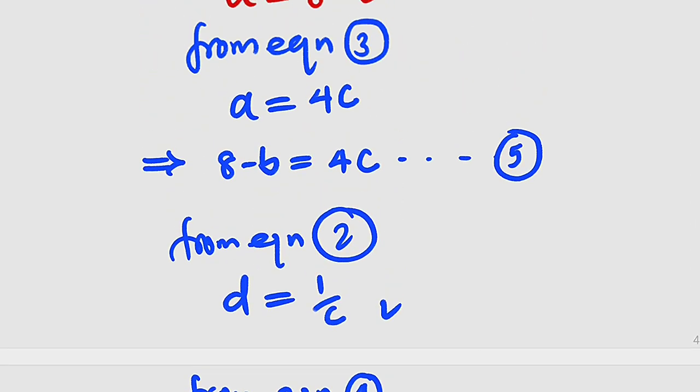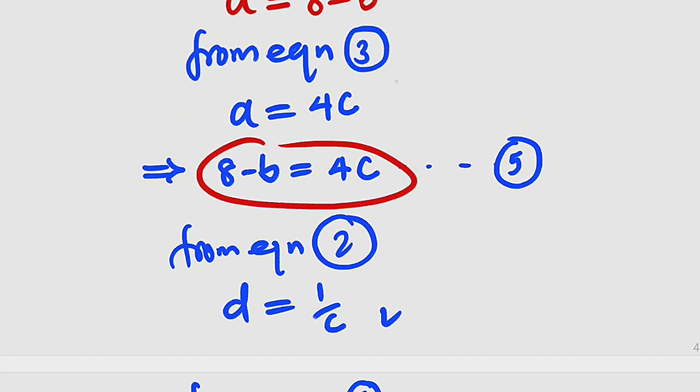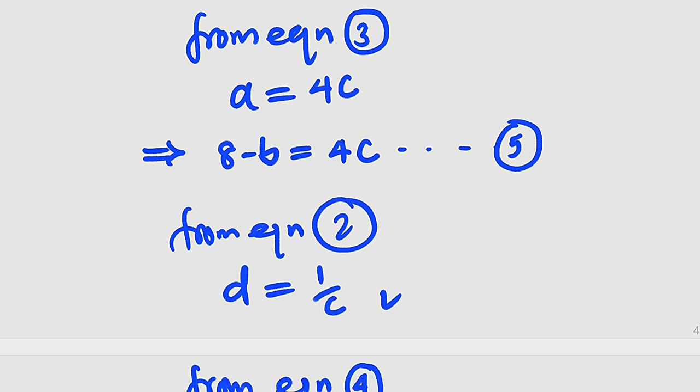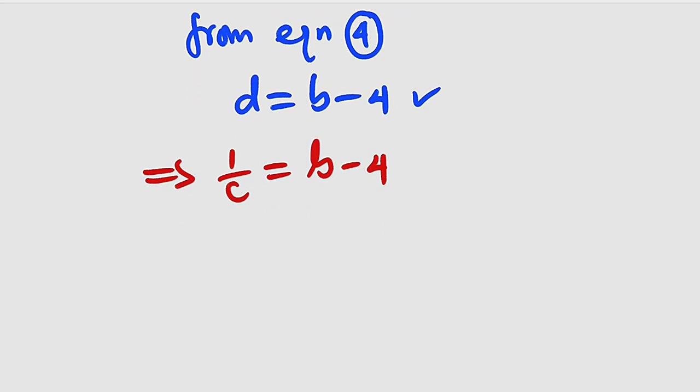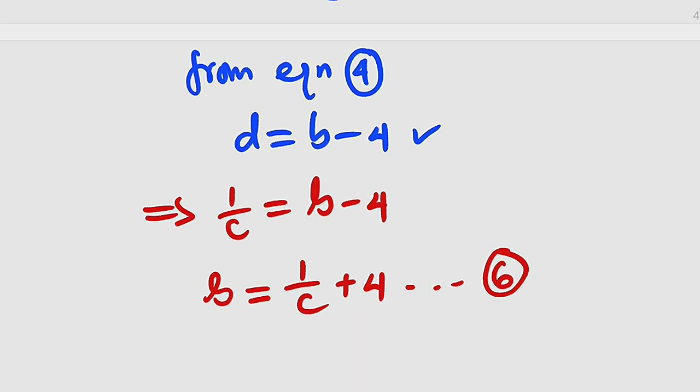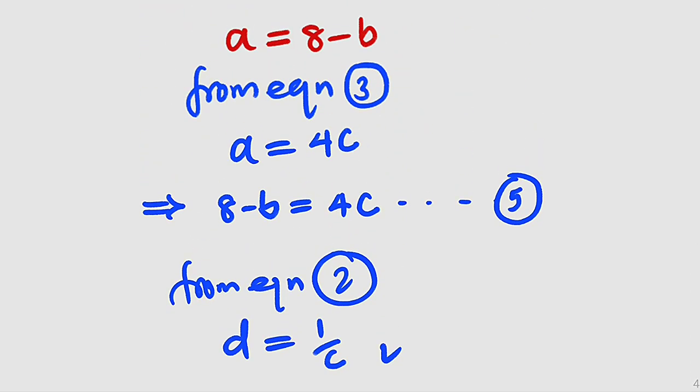Let me see what happened in this equation that we have just formed. You can see it contains c and b. So we may decide to make either c or b the subject here and plug it back into that equation. I think let us make b the subject. So b here is equal to 1 over c plus 4. Let me call this equation number 6. So we are going to substitute equation number 6 into equation number 5.